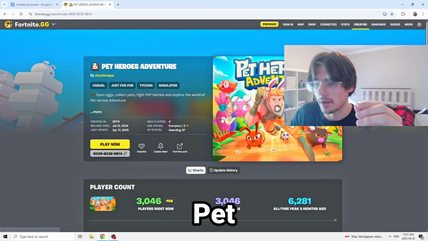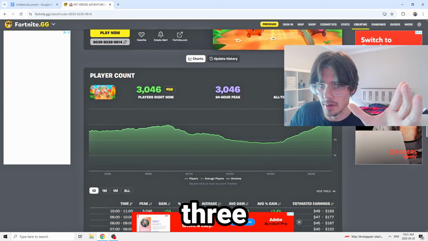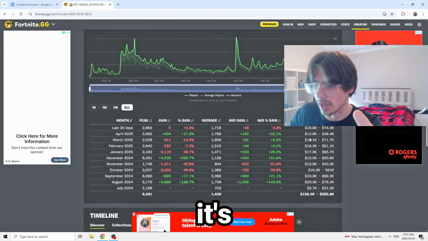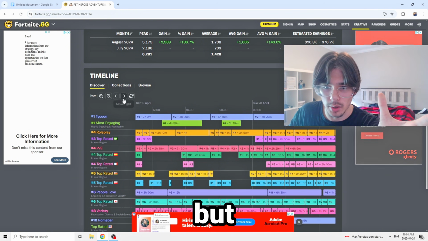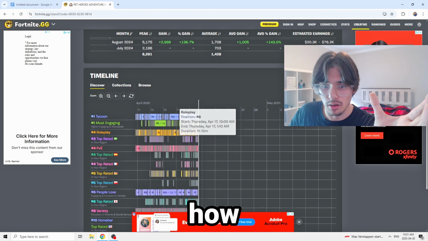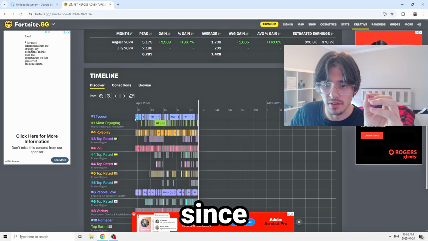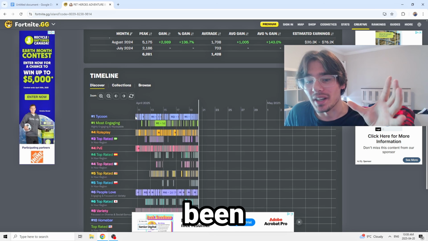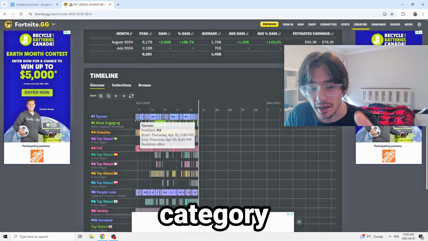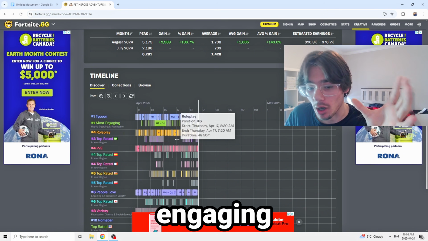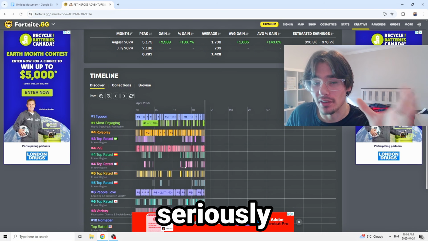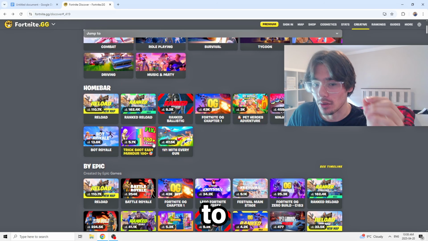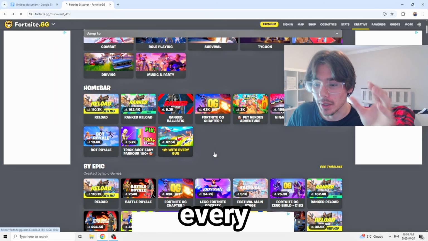But if we go to this one here, Pet Heroes Tycoon, 6,000 players 3 months ago. But if we go to the graph here, obviously it's made a lot of money. It's made $500,000. But if we go to the graph here and we zoom out, look how long it's been in the #1 Tycoon spot, since April 10th. So for 10 days straight, it has been in the #1 spot in the Tycoon category. And this goes the same for Most Engaging, Home Bar, Trending, and Discover. It's seriously insane.